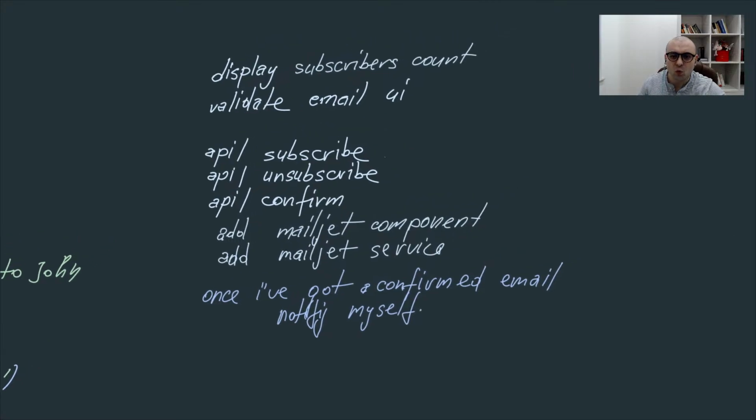I guess what's lacking at the moment, we don't have API subscribe. I think we have subscribe. So yeah, let's mark what we have. So we have subscribe, we have unsubscribe, some form. I guess it will be quite similar. We don't have confirmation. We don't have Mailjet component and service and anything like that. I used to have this, but now it doesn't work, so I'll mark it as not correct. We don't have display and we don't have validate email.